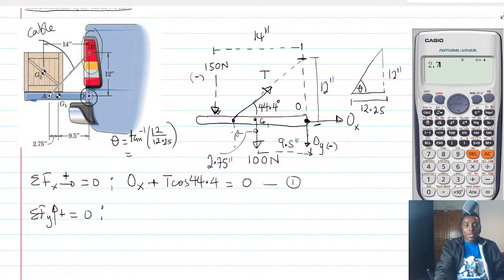So now, what is it going to be then? So actually, it's going to be minus 150. Yep. Minus 100. Plus T sine 44.4. Yep. Now what do we do? Right? What do we do?